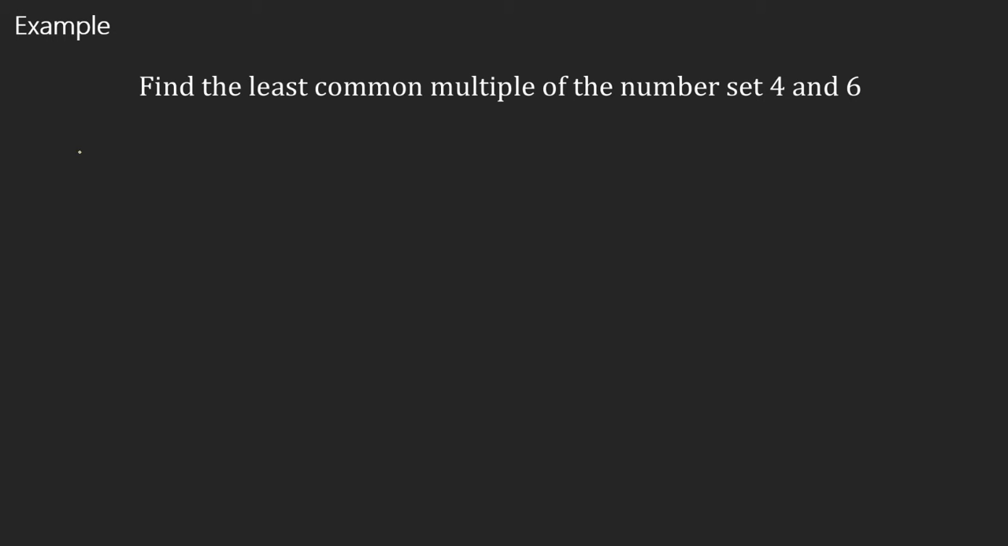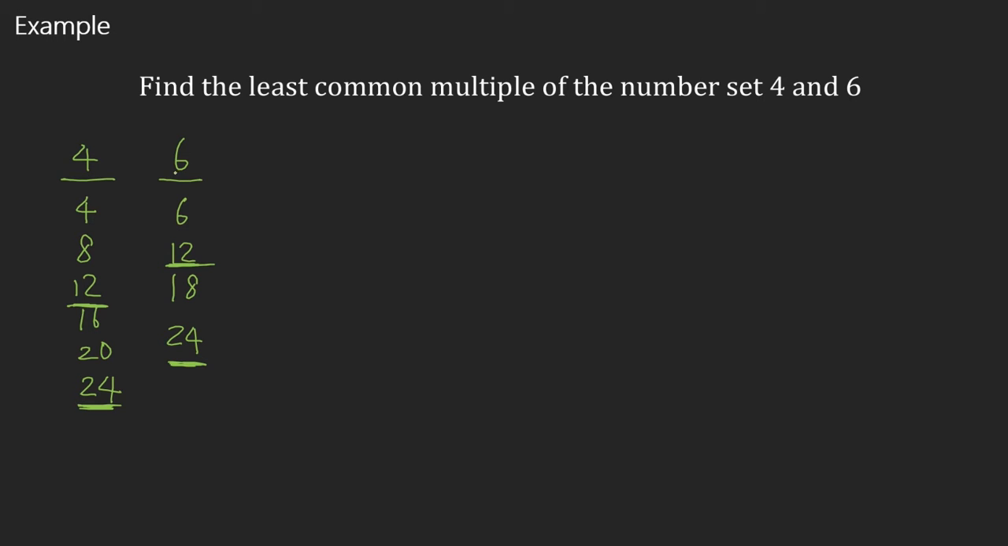If we write out all the multiples of 4, what we have is 4 times 1, 4 times 2, 4 times 3, 4 times 4, 4 times 5, and 4 times 6. I'm going to stop right here. And if we write out all the multiples for the number 6, what we have is 6, 12, 18, 24. So here you see 24 is a common multiple to both 4 and 6.